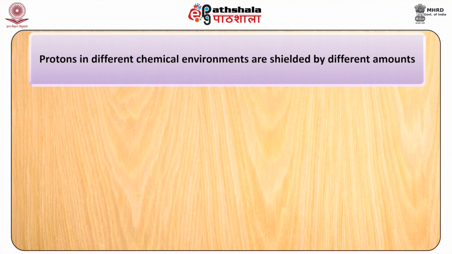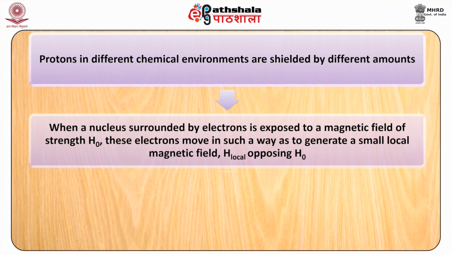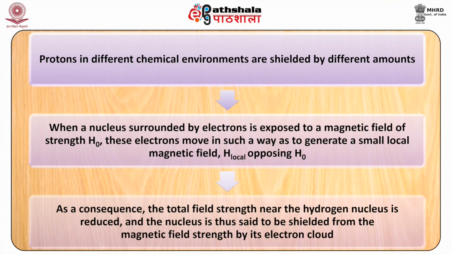Protons in different chemical environments are shielded by different amounts. When a nucleus surrounded by electrons is exposed to a magnetic field of strength H0, these electrons move in such a way so as to generate a small local magnetic field, H local, opposing H0. As a consequence, the total field strength near the hydrogen nucleus is reduced, and the nucleus is thus said to be shielded from the magnetic field strength by its electron cloud.